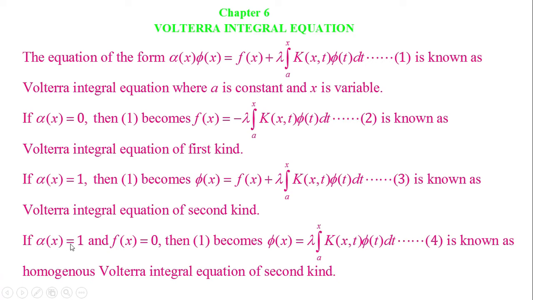If alpha of x is equal to 1 and f of x is equal to 0, then this equation becomes phi of x equals lambda integration over a to x k of x t phi of t dt, which is known as the homogeneous Volterra integral equation of second kind.